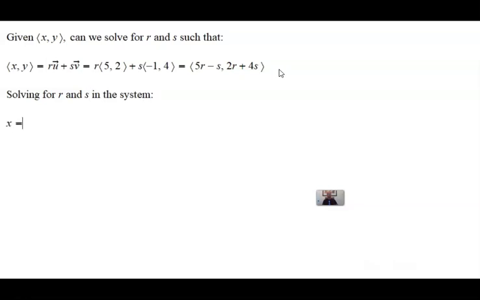We want x to be 5r minus s and y to be 2r plus 4s. So we have a system of two equations in two unknowns, r and s, and we want to solve for r and s, hopefully in terms of x and y.